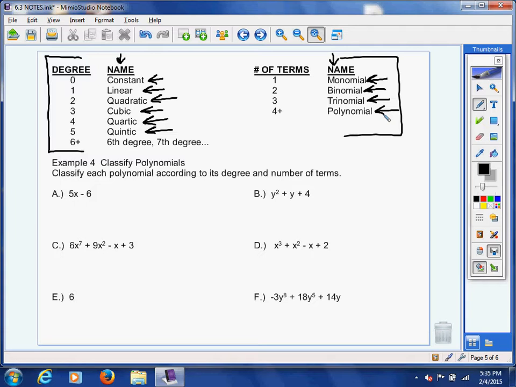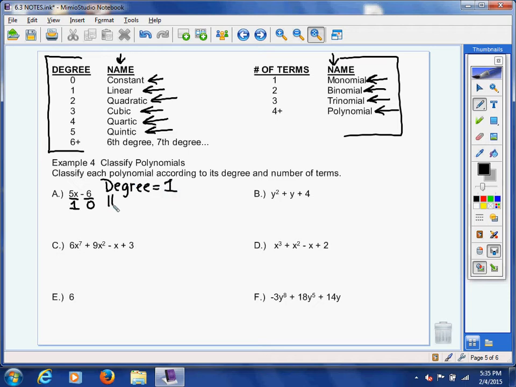So let's start with letter A, and I'm going to first start with identifying the degree of the polynomial. Well, to do that, you've got to find each individual monomial. So this monomial has a degree of 1, and this monomial has a degree of 0. That means the polynomial degree is 1. So the degree is 1.